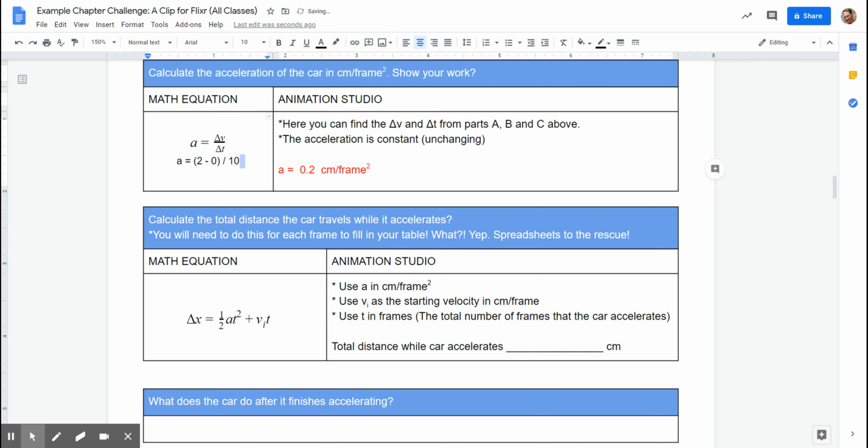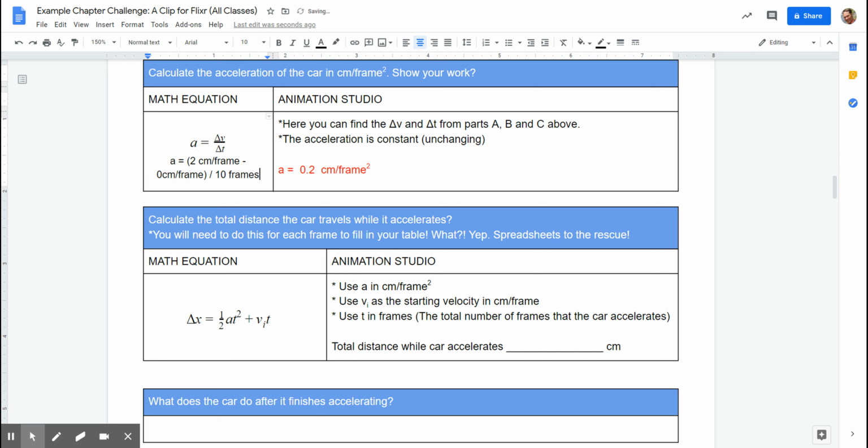Now, if I wanted to put this in kind of more physics speak, I need to think about this in terms of units, and the units work out just fine. This is centimeters per frame. Right. This one over here is also in centimeters per frame. Right. And I've got 2 centimeters per frame minus 0 centimeters per frame divided by 10 frames.